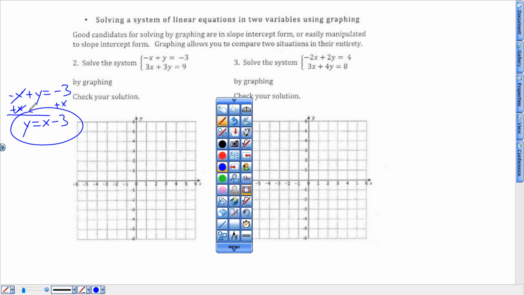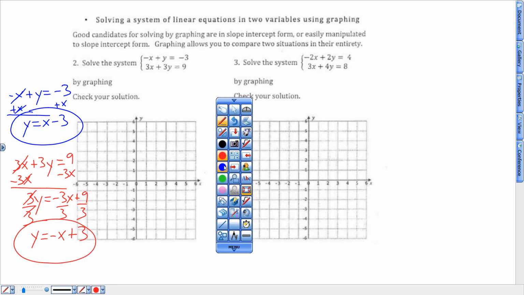The one in red, my next one, a little bit harder, but that 3x plus 3y equal to 9. I'm going to subtract 3x on both sides. Bring down that 3y. This is -3x plus 9. Divide everything by 3. And that gives me y equals -x plus 3. That one's ready to graph.